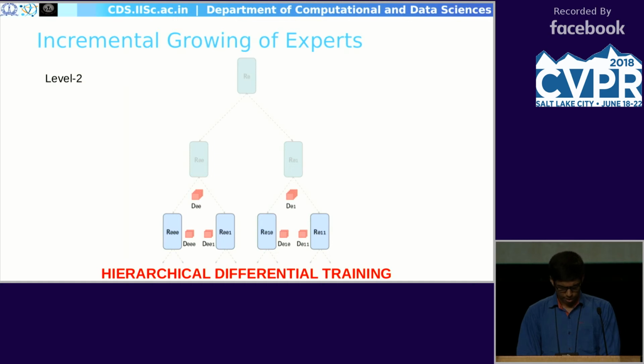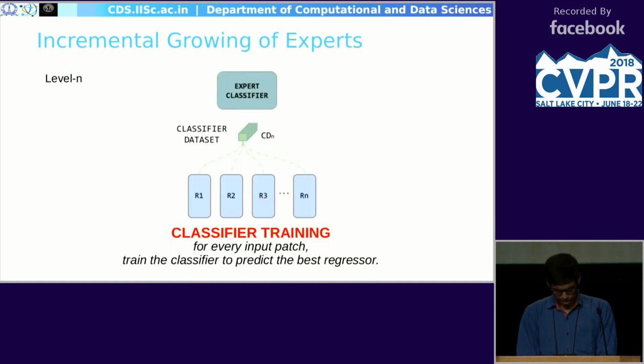The leaf nodes are taken as a final expert, and a classifier network is then trained. For a given test image patch, the classifier is optimized to predict the label corresponding to the best expert regressor. The hierarchical tree splitting is stopped when the actual count accuracy with the classifier on validation set is not improving.